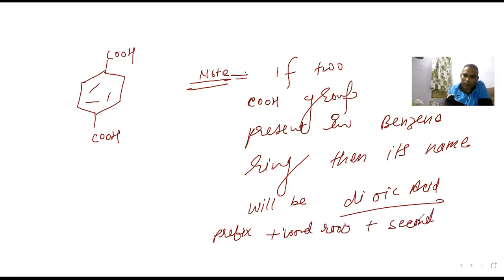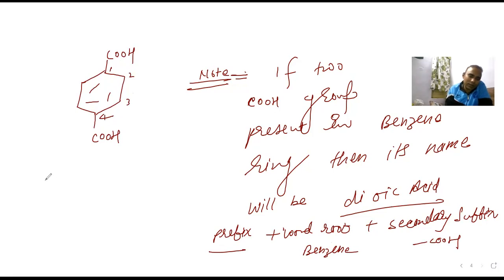I'm not writing primary because it is aromatic. Aromatic compound means double bonds will be there. So the word root is benzene, and the functional group is C double bond OH. Prefix is not there. So we have to start from the benzene ring: 1, 2, 3, 4. This is going to be benzene 1,4-dioic acid. Is it okay?